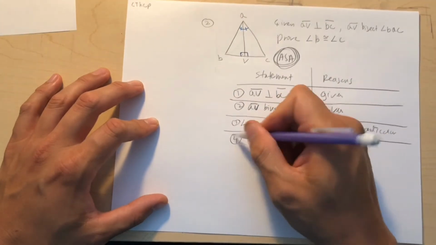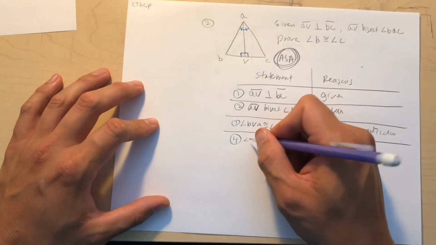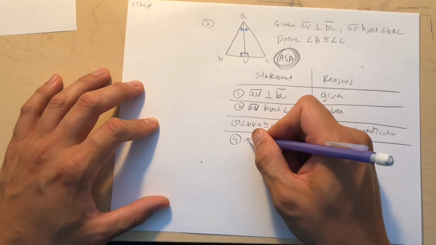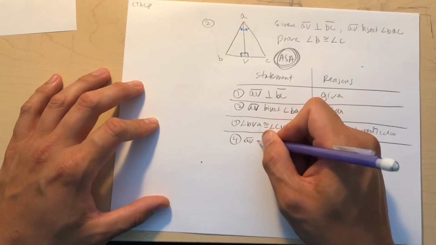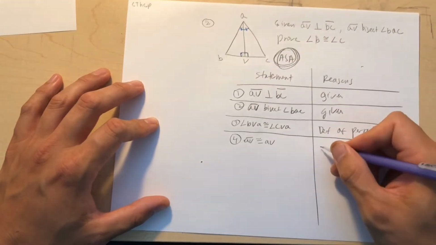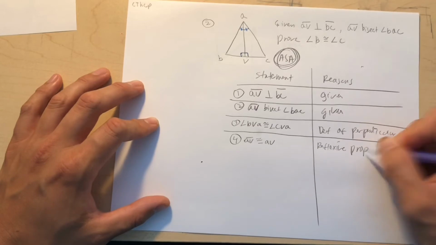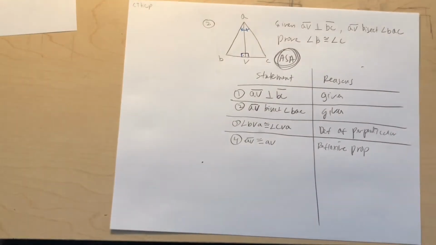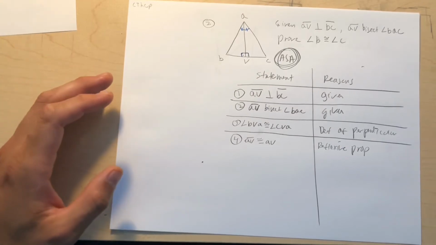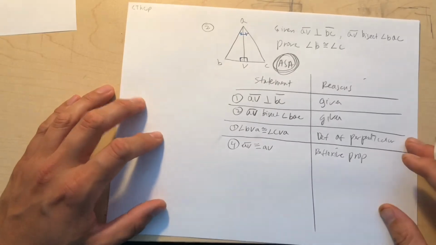Four. Now we just do a side. AV is congruent to AV, so side, that's not an angle, my bad. AV is congruent to AV, and that's the reflexive property. You can say AV is congruent to AV because they're the same side, or the sides are the same, so they're congruent, something like that. All right.